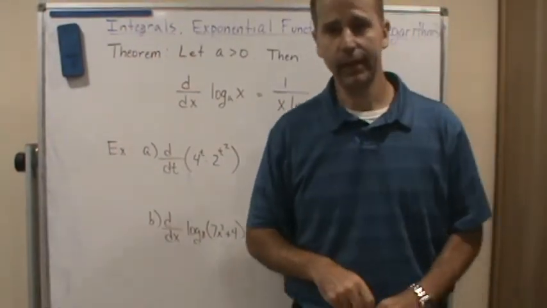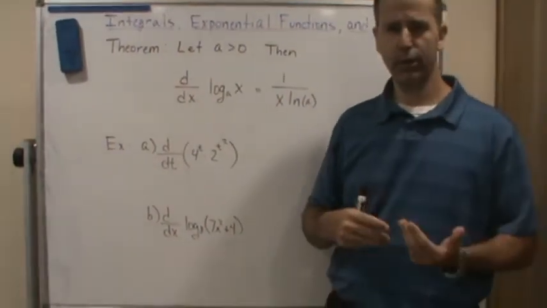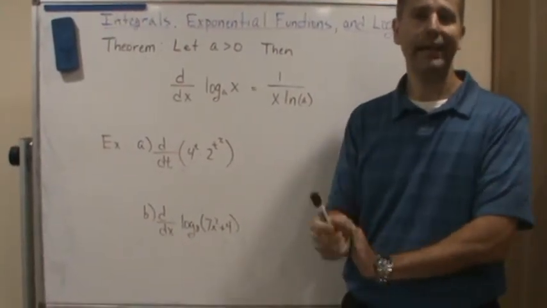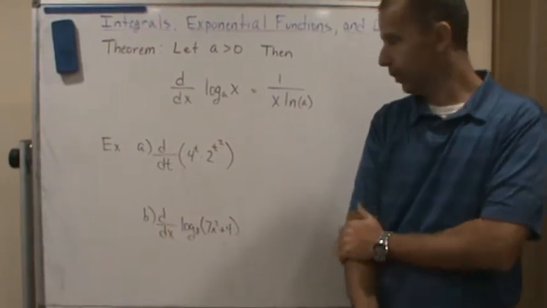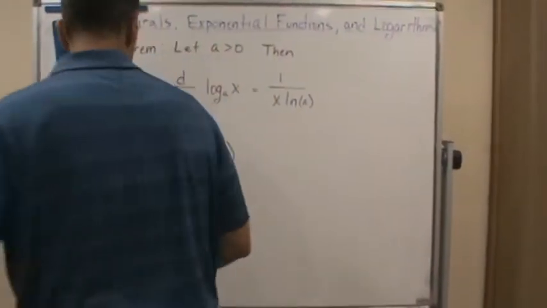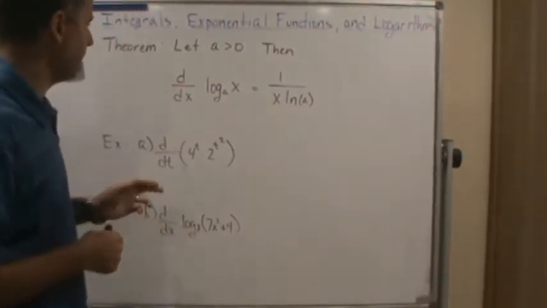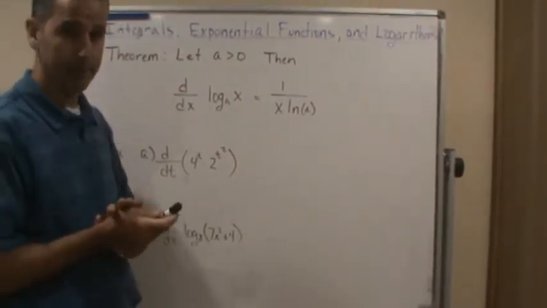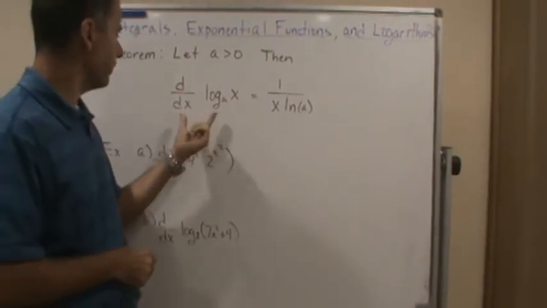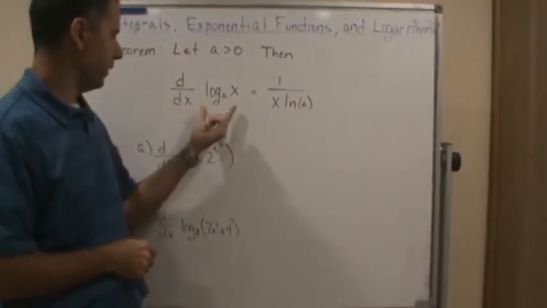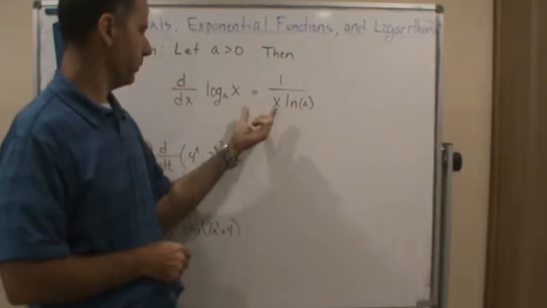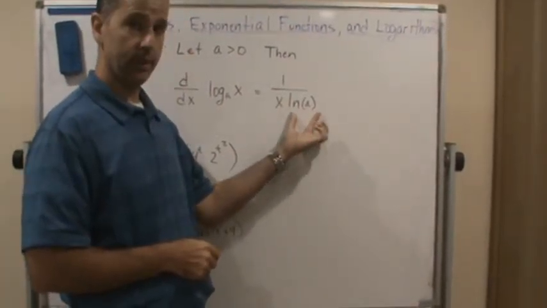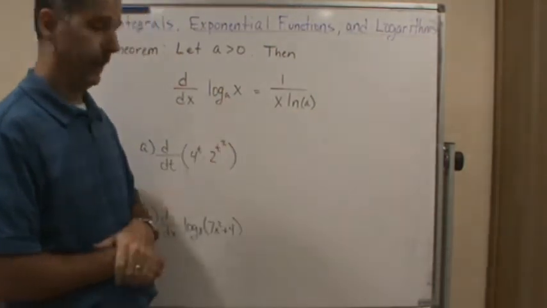Okay, welcome. Now we're going to introduce the theorem for the formula for taking the derivative of any log in the general case. So in this case it says let a be any value greater than 0, so anything positive. Then this is always going to hold true: the derivative of this log function is going to be 1 over x times the natural log of the base a.